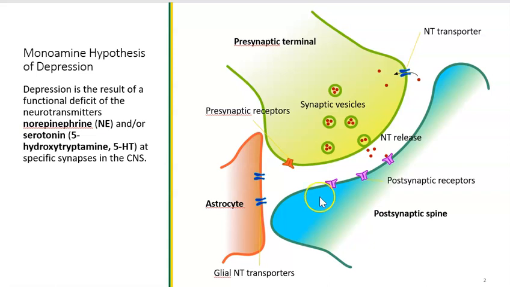So neurotransmitters in the synaptic cleft are subsequently taken up by presynaptic transporters, so that would be reuptake, or they're taken up by glial transporters on an extrasynaptic astrocyte, which allows the synapse to reset for the next event. So that's kind of cleaning it out so that it can all happen over again.